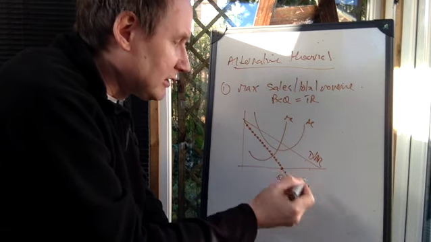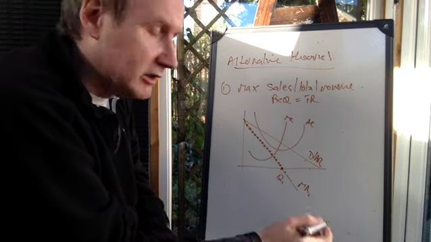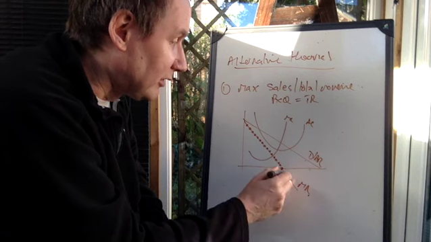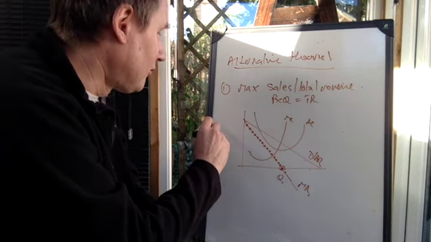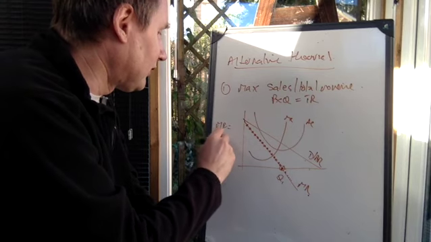After that point, demand becomes inelastic. Cutting price now leads to a decrease in total revenue. So revenue is falling there. So total revenue would be maximised where MR equals 0.